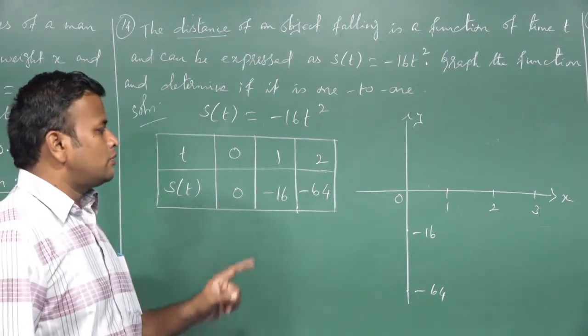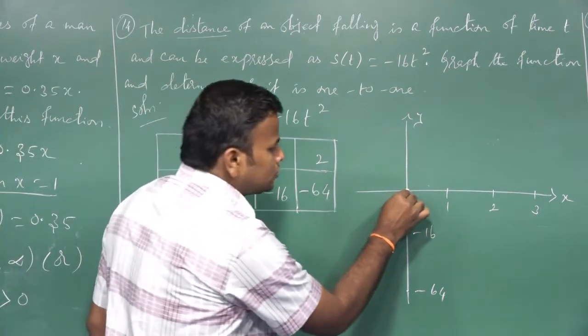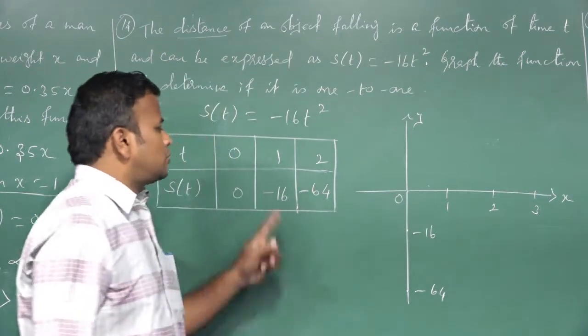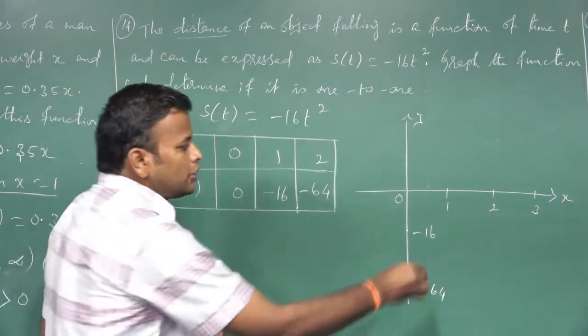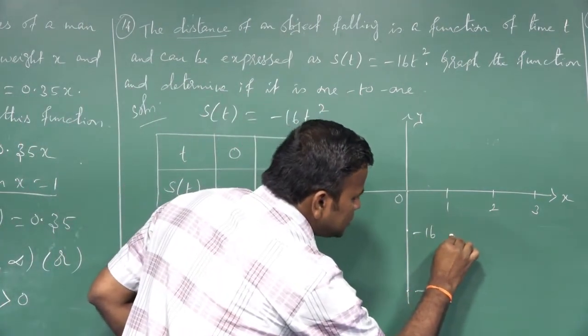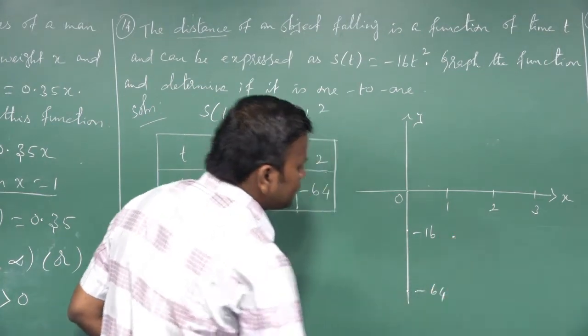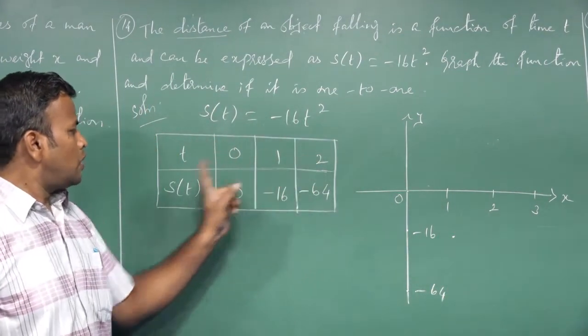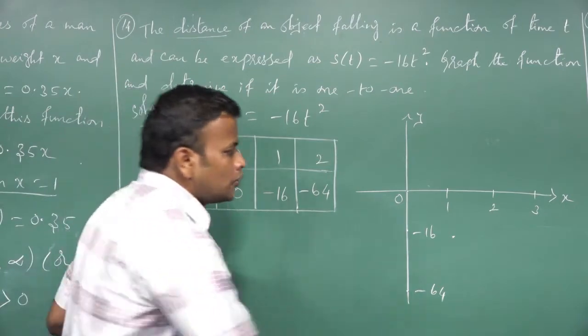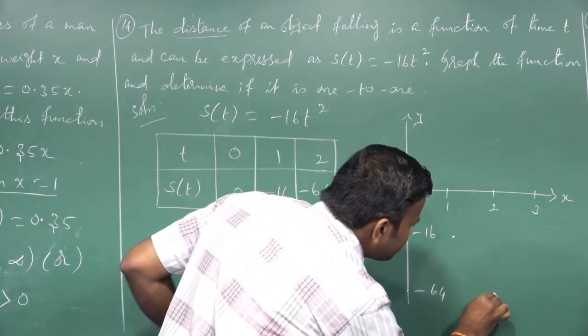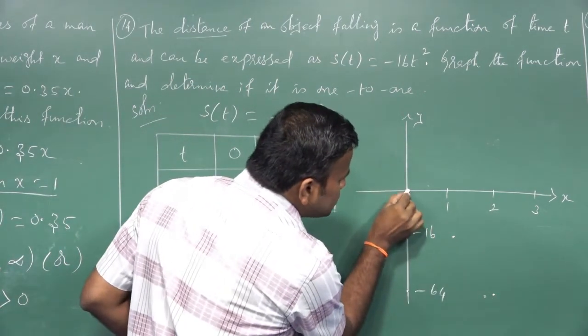Now we plot the points. First point is 0, 0. Second point is 1, minus 16. The x value is 1 and the y value is minus 16. Here we take the x value as 2 and the s of t value as minus 64. So I will mark it here. Now we join the points.